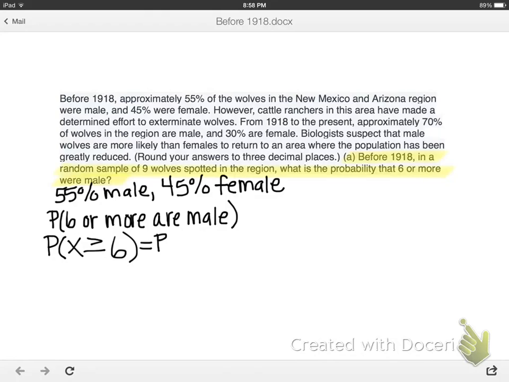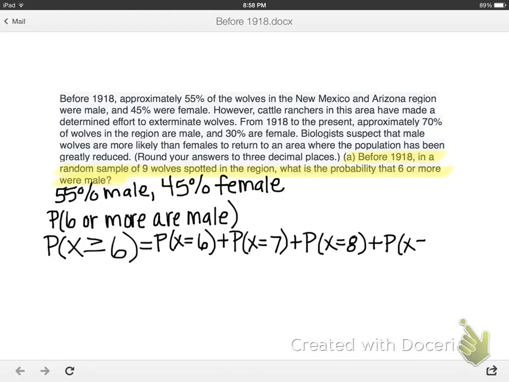So this problem involves a lot of stuff here because you have to find the probability that you get exactly 6 males, or the probability that you get exactly 7 males, or the probability that you get exactly 8 males, or the probability that you get exactly 9 males, which means when you choose a group of 9 wolves, they're all male. So we have to find 4 separate probabilities and then add them all together. And that'll be the probability that in a random sample of 9 wolves, 6 or more of them are male. Let's just focus on one of them for now.